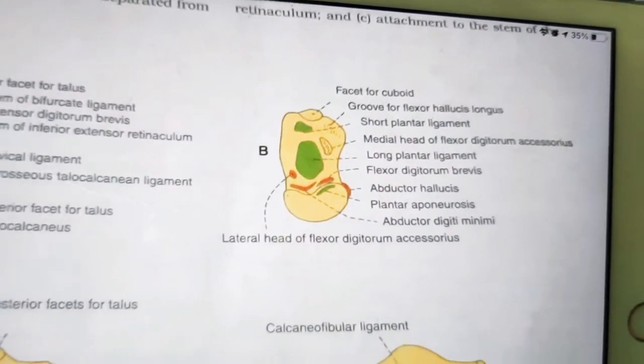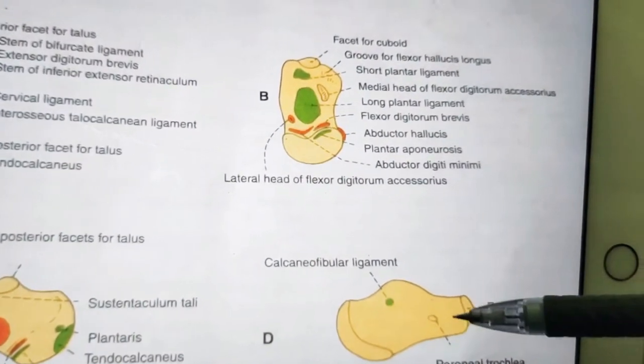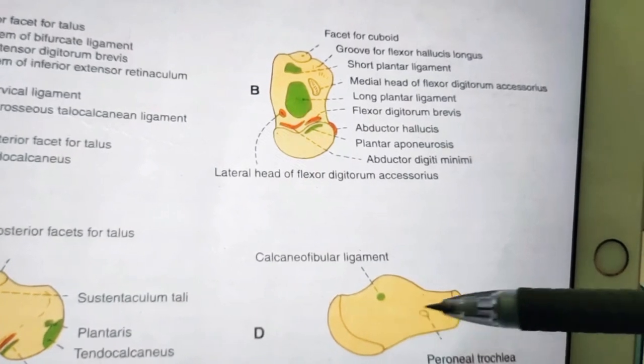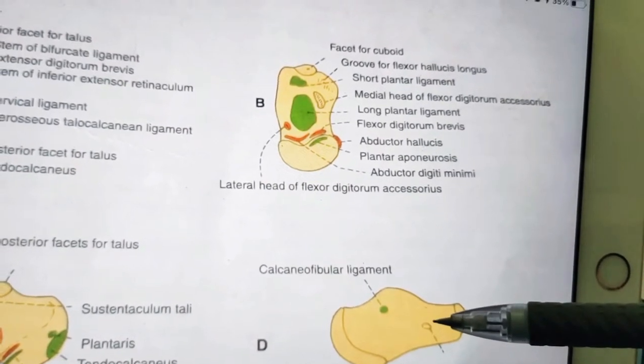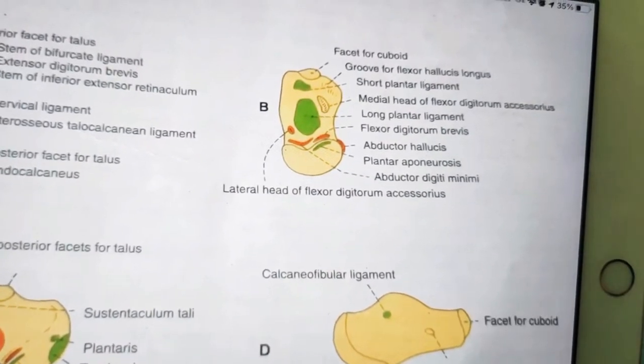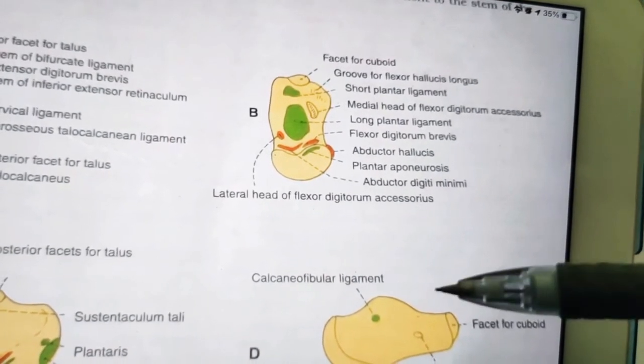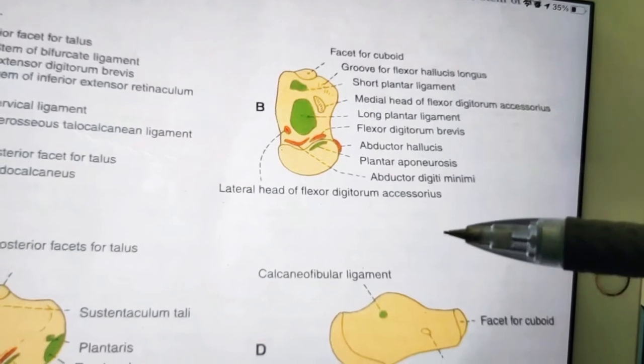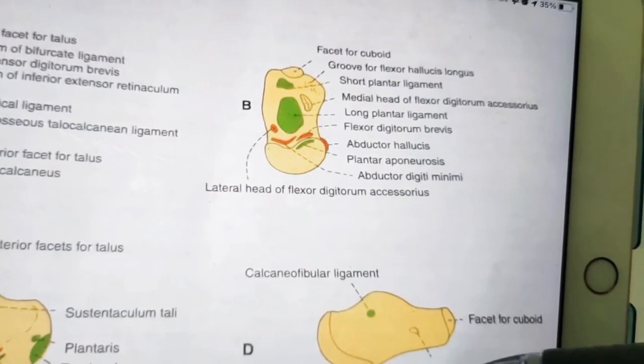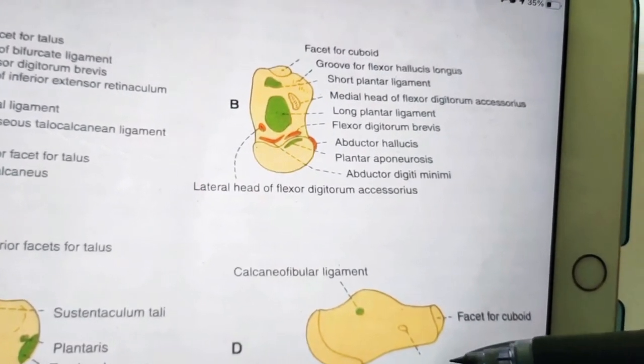Coming to the lateral surface, this one is the lateral surface. It's rough and almost flat in structure, and it presents in its anterior part a small elevation termed the peroneal trochlea. You can see on the anterior side the peroneal trochlea or tubercle.